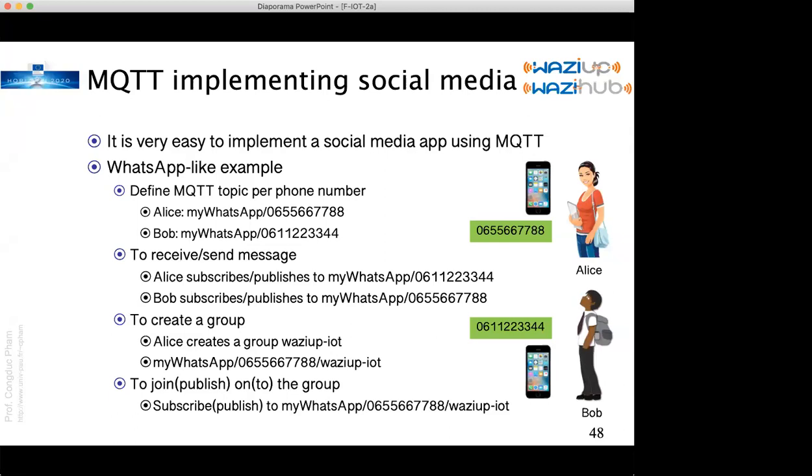So most of the time, people choose to have LoRa or Sigfox or whatever between the device and the gateway, and then the gateway will have MQTT installed on it. Okay, so this is the usual deployment right now.